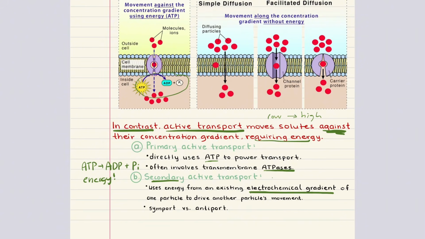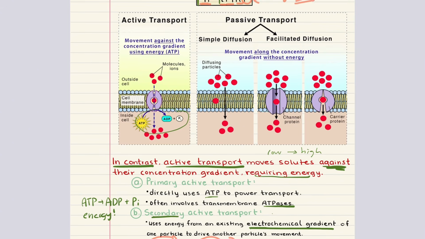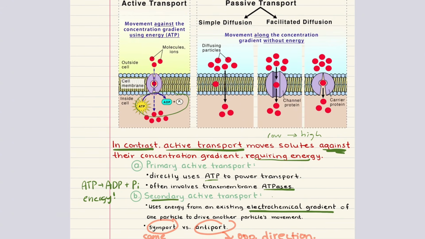So in the system, the movement of one particle down its gradient powers the movement of another particle against its gradient. If both particles move in the same direction across the membrane, this is called symport. If they move in opposite directions, it's called antiport. For example, the sodium glucose symporter uses the sodium gradient to drive glucose uptake into cells.